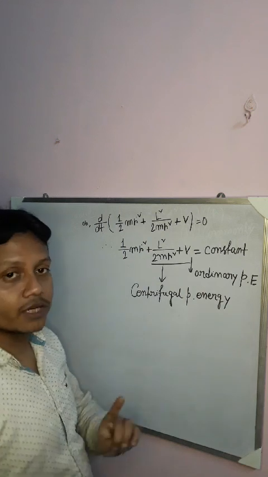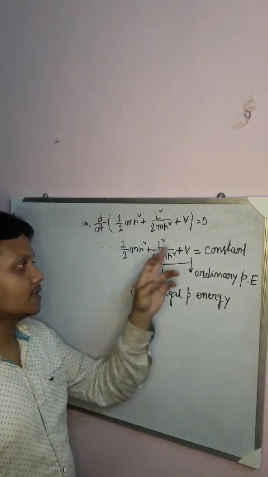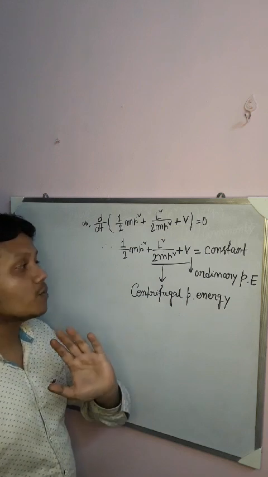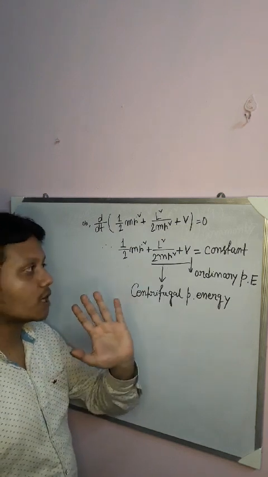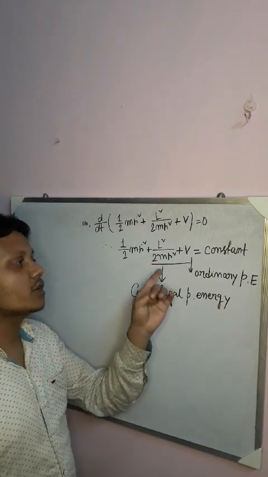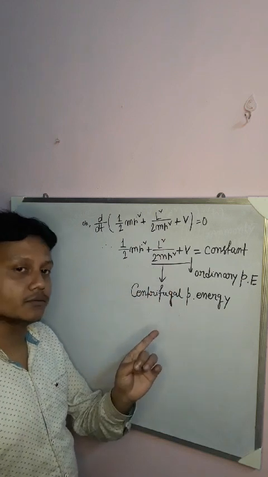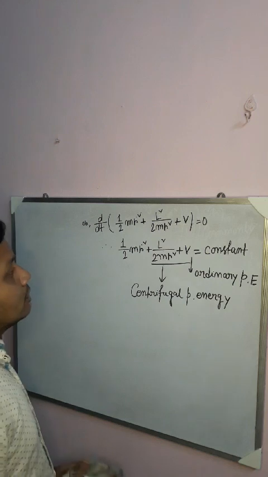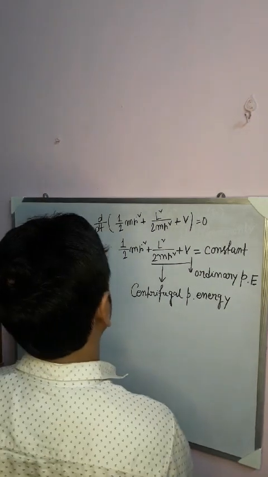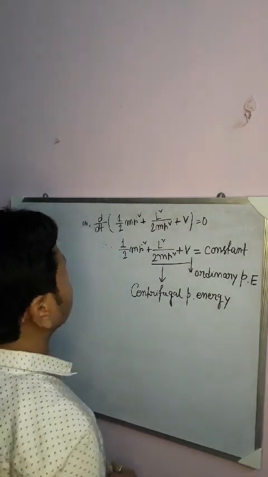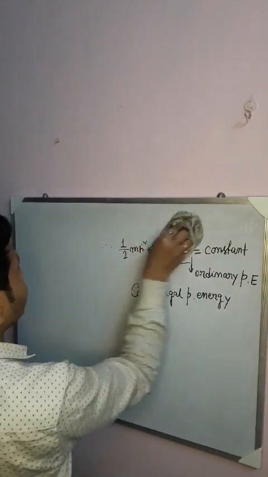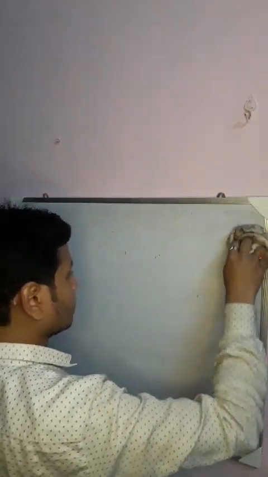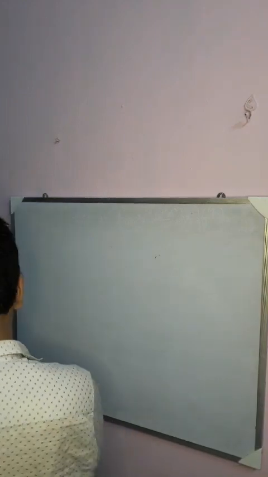Half m r dot square represents the kinetic energy, and these two terms are known as potential energy, and there are two parts. V is the ordinary or normal potential, and L square by 2 m r square is known as centrifugal potential energy. Thus we have arrived at the result. So we arrive at the energy conservation by using the radial and cross-radial equations of motion.